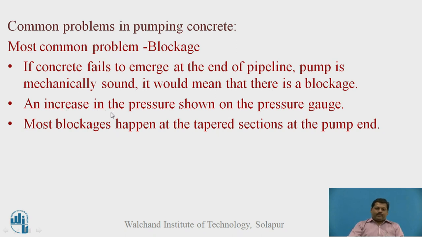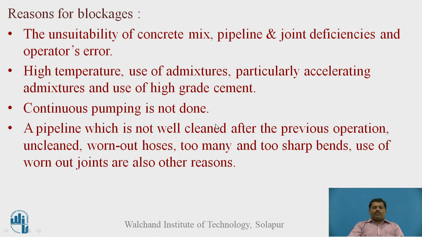Next, the pressure gauge is showing very high pressure or an increase in pressure, and accordingly the concrete is not pumped. That is also one sort of problem, and we can say that there is a blockage somewhere in the pipeline. Most blockages happen at the tapered section at the pump end, so we must handle the pump end properly and keep it in the proper shape. Now these are the reasons for blockages. First reason, unsuitability of the concrete mix: improper proportioning, then improper workability, meaning whatever workability is considered for the mix is not assured while working. Then pipeline and joint deficiencies and operator's error.